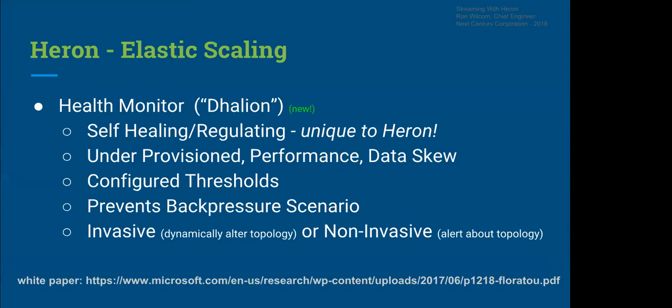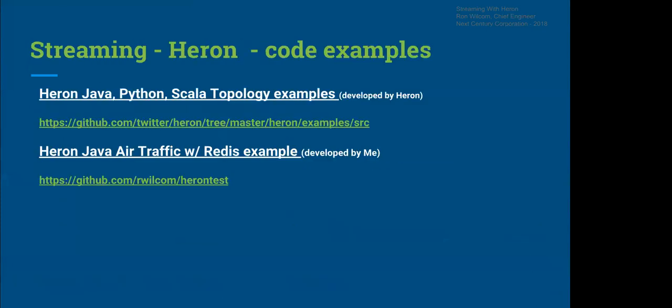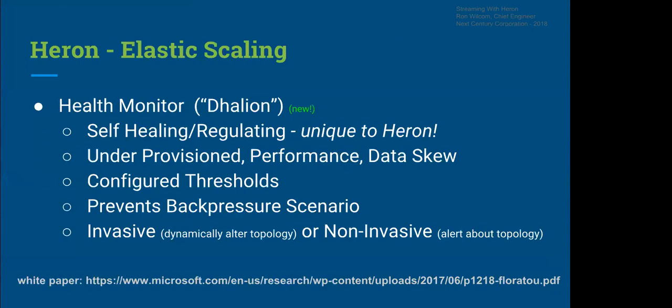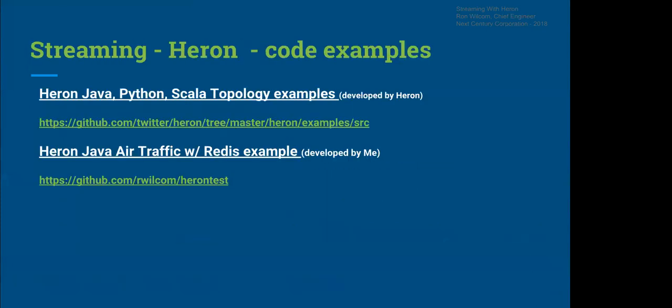There's a good white paper on it at that link, and if you read that, it gives you all the basis of their algorithm for doing this. When you say alter the topology, you just mean the number of instances? Yeah, not the DAG, okay, but the actual instances of a particular bolt, for example, might expand by 1 or 2, and it'll redeploy it. Yep.